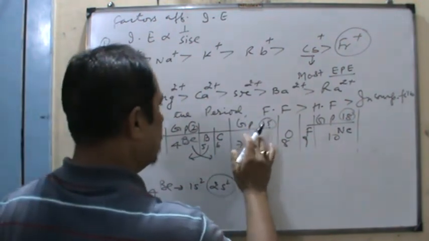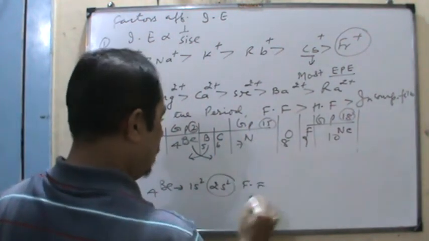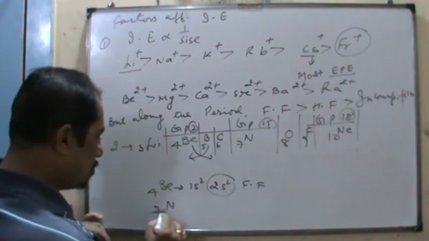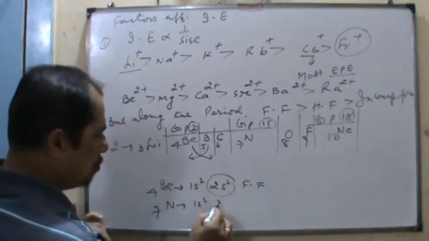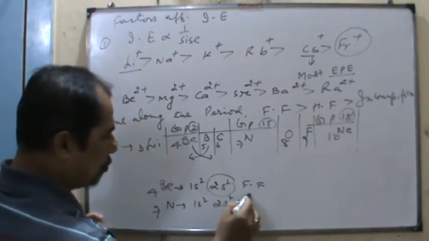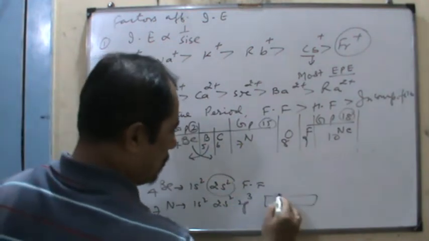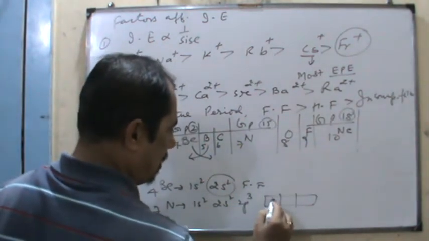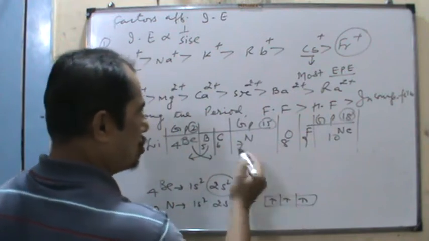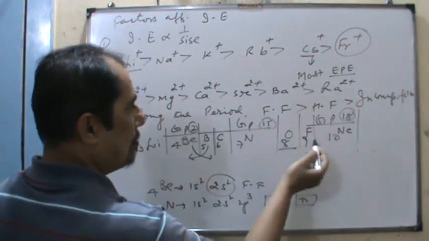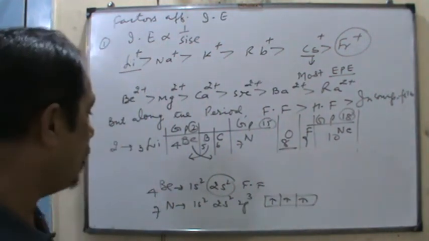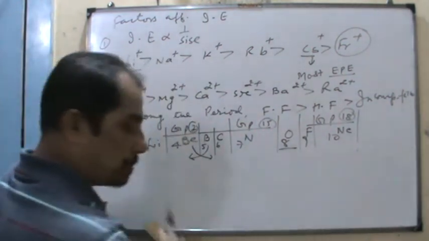Second is group 15. You can say nitrogen 7: 1s2, 2s2 and 2p3. P3 means a half-filled orbital, 1, 2 and 3. It is more stable than the incompletely filled. That is why you have to be very careful in answering the question.